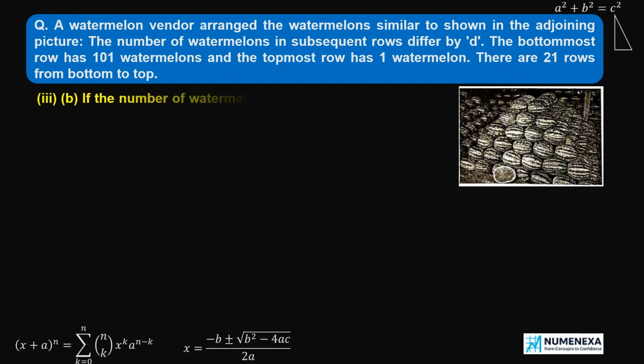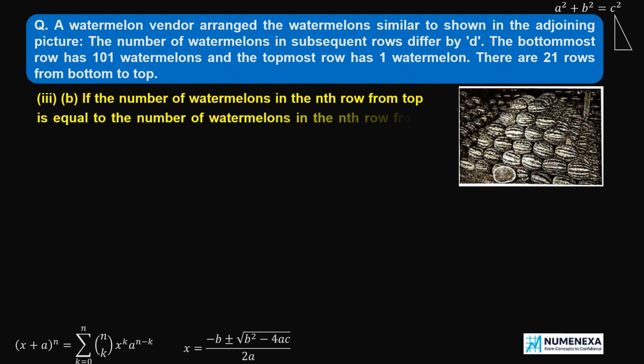Next question. I think it's a very interesting question. Just read the question very carefully. It says that if the number of watermelons in the nth row from top is equal to the number of watermelons in the nth row from bottom, we need to determine the value of n.